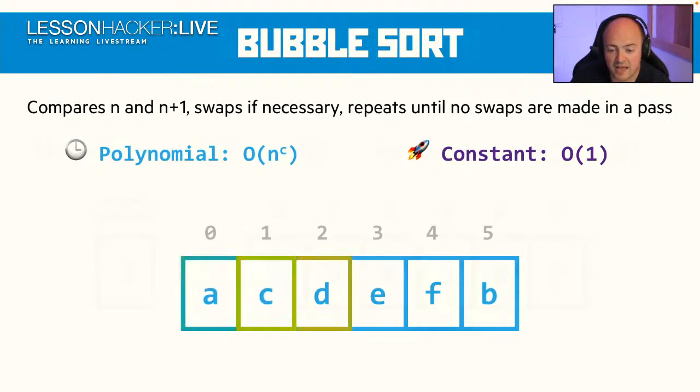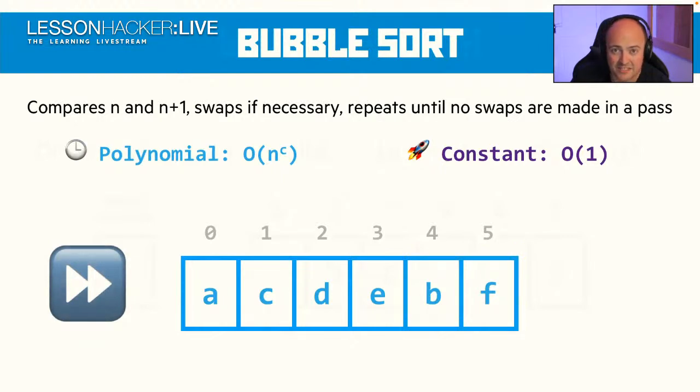I move on to the next pair, C and D. Are they in the right order? They are. Move on to the next pair, D and E. They are. Move on to the next pair, E and F. They are. B and F, they're in the wrong order. Swap. So I've gone from left to right once, and I have made a swap, so I have to go again. I'm going to fast forward now just to show you what happened. I go from left to right, I do another one. Go from left to right, I do another one. Go from left to right, I do another one. And I'd have to do it one more time. Go from left to right, no swaps, boom, we're done.